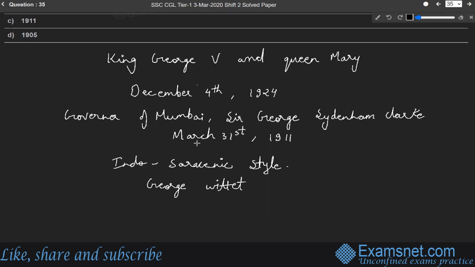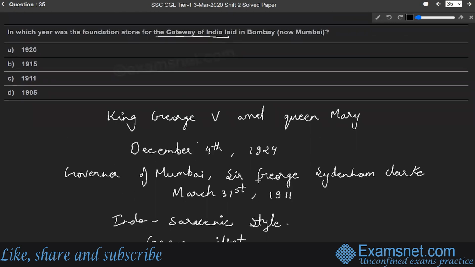For this question, we have to find the year in which the foundation stone for the Gateway of India was laid in Mumbai. So we know that it was laid on March 31st and in the year 1911. So the correct option for this question will be option C, that is 1911. I hope you are clear with this question.